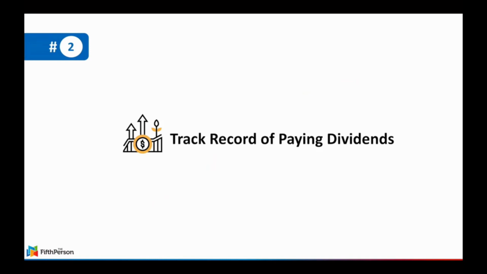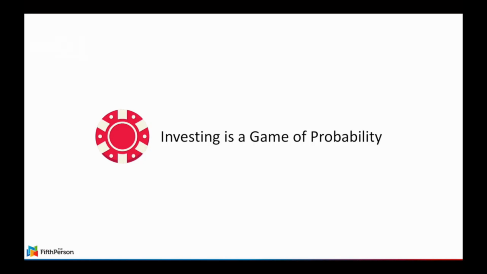So step number 2 is to look for companies with a track record of paying dividends. Investing is a game of probability. If the company has a track record of paying consistent dividends in the past, then in the future it will have a high probability of doing the same. Whereas if the company has a track record of paying inconsistent dividends, then the probability is very high that in the future they'll continue to be inconsistent in terms of the dividend payout. So there's no point if the company is large, successful, and has profit to distribute as dividends, but they choose to pay out inconsistently.